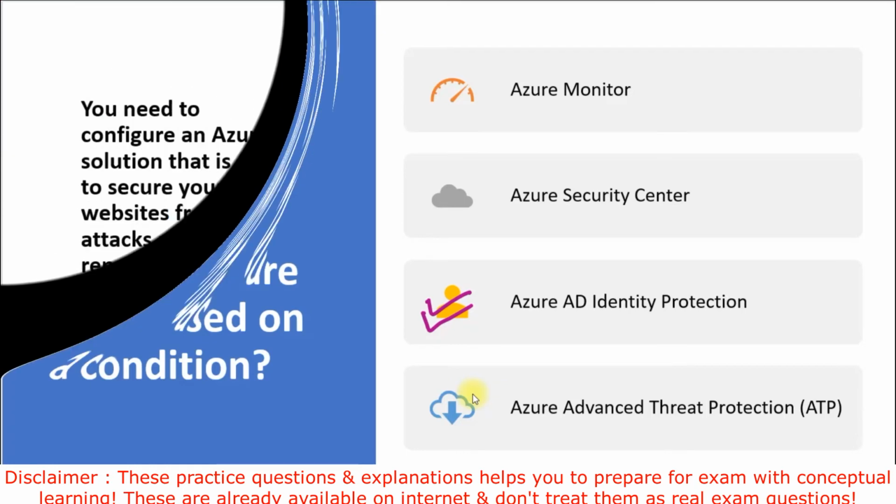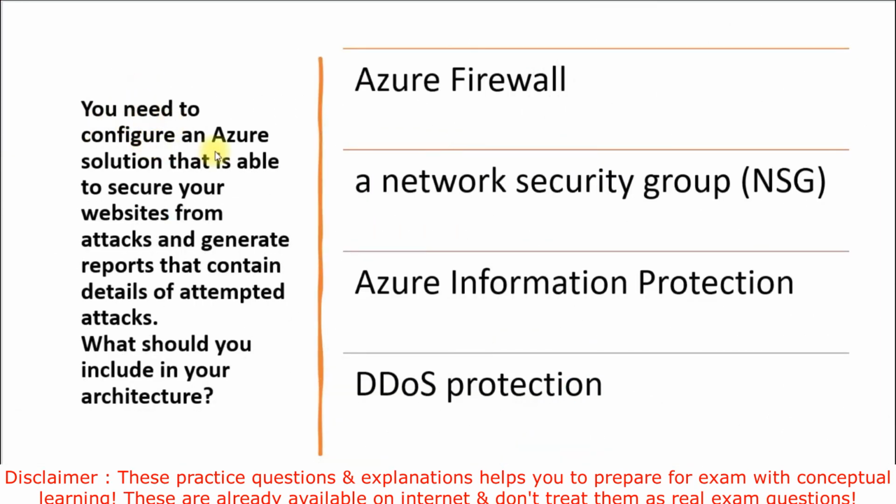Let's talk about next question now. In this question, they are asking you need to configure an Azure solution that is able to secure your websites from attacks and generate reports that contain details of attempted attacks. What should you include in your architecture? The options we have are Azure Firewall, Network Security Group, Azure Information Protection, and DDoS protection.